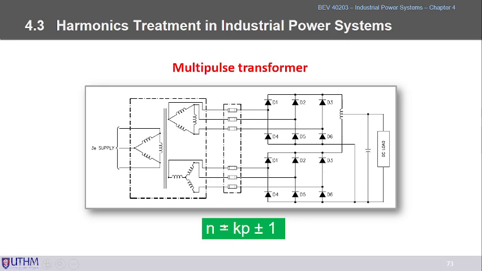Right? So the concept remains the same as the converter, which is that the order of the harmonics depends on the value of the pulse. Okay? So if you have 12 pulse, that means your harmonic order is k multiplied by 12 plus or minus 1. So that means it can eliminate those harmonics.